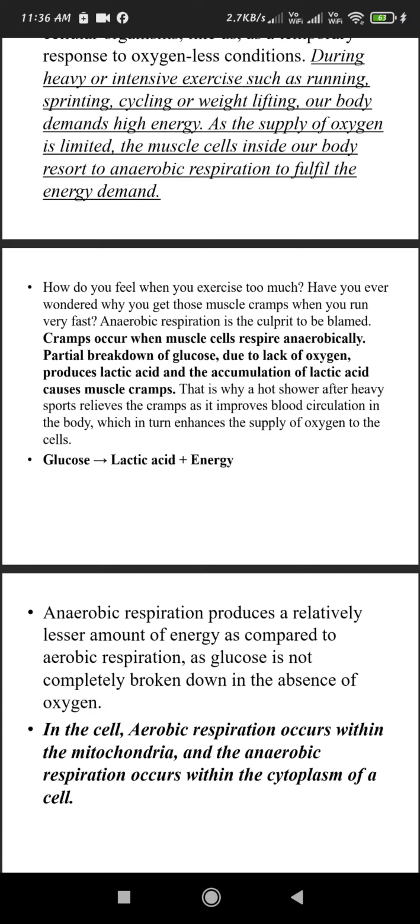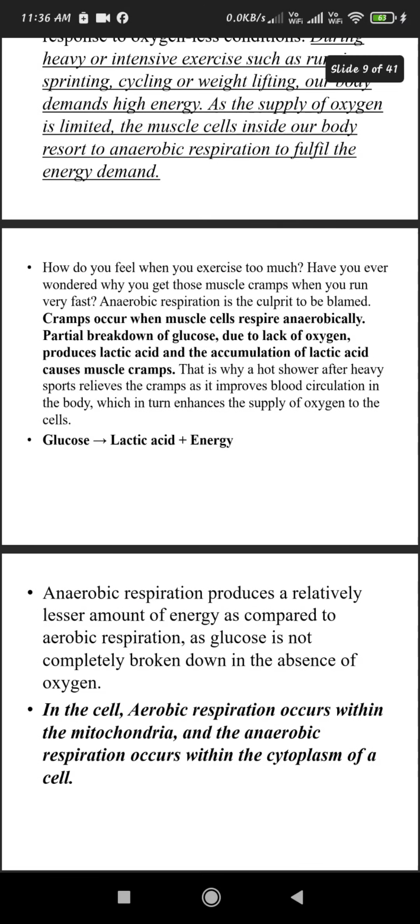And during anaerobic respiration a smaller amount of energy is released as compared to aerobic respiration. In general, in yeast it was giving you 2 molecules of ATP. Aerobic respiration occurs within the mitochondria, and anaerobic respiration occurs within the cytoplasm of the cell. So this was your types of respiration.